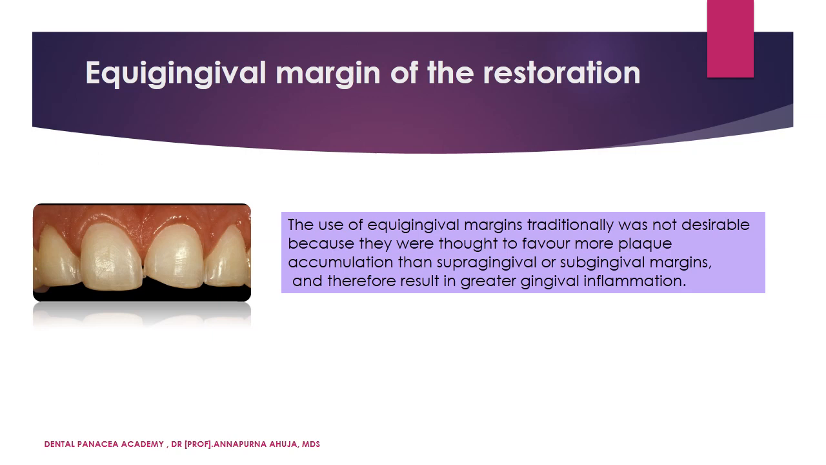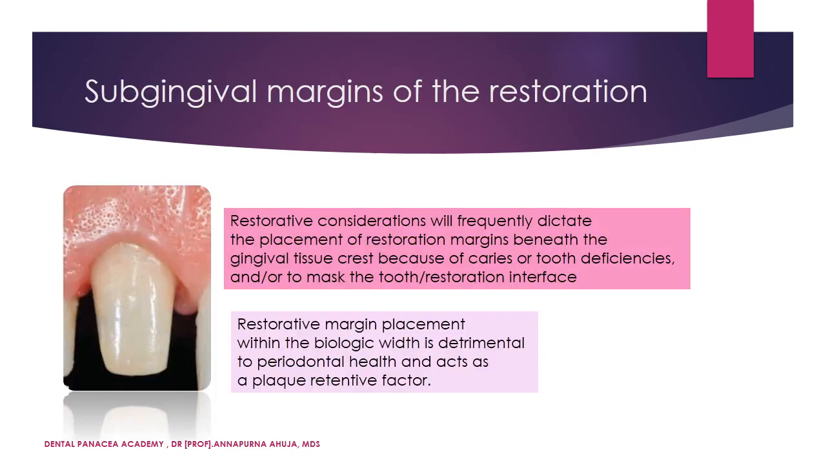Equigingival margin of the restoration coincides with the gingival margin. The use of equigingival margins traditionally was not desirable because they were thought to favor more plaque accumulation than supragingival or subgingival margins. That's why they result in greater gingival inflammation and periodontal breakdown.